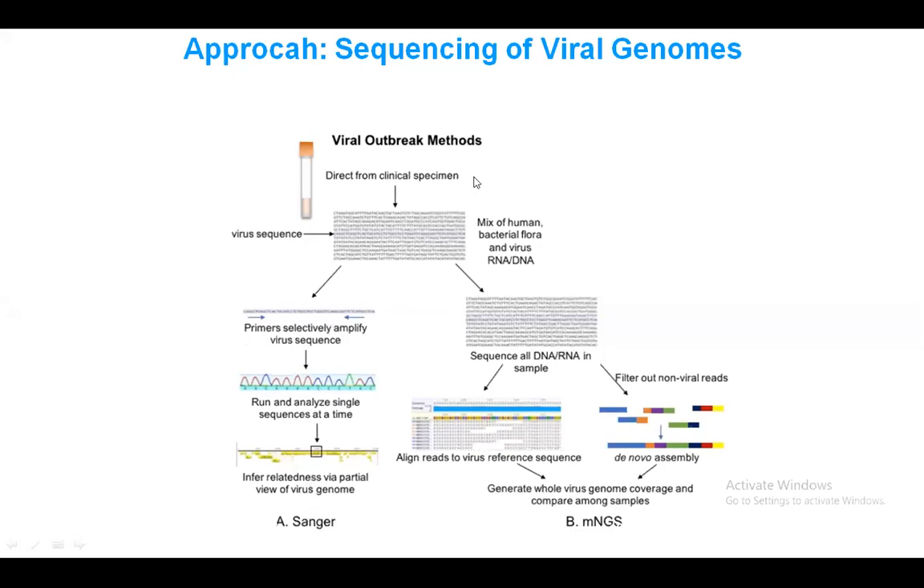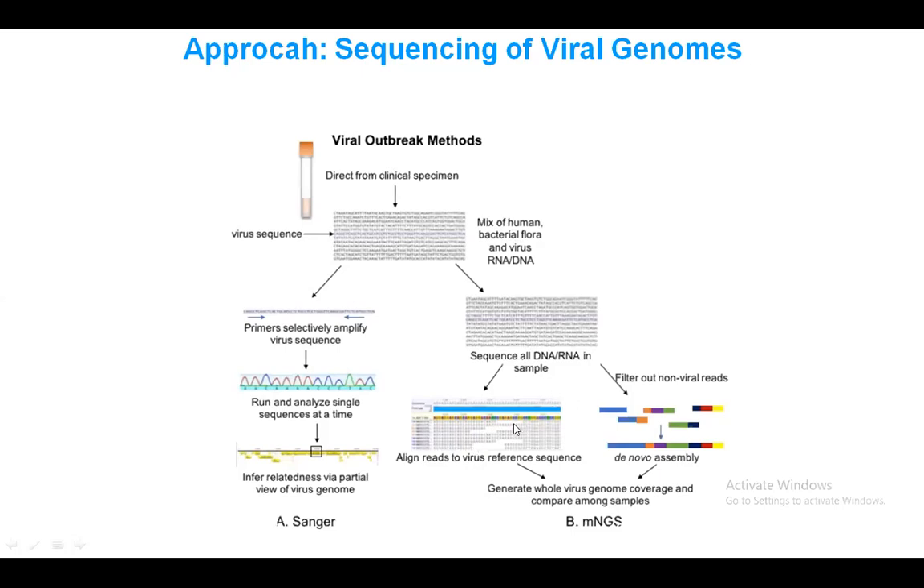How is NGS contributing? It doesn't take only the viral genome; it takes any genome present in the clinical specimen, which could be human, bacterial, and viral. It sequences all the DNA and RNA in a sample, and then aligns the reads to a virus reference sequence genome.